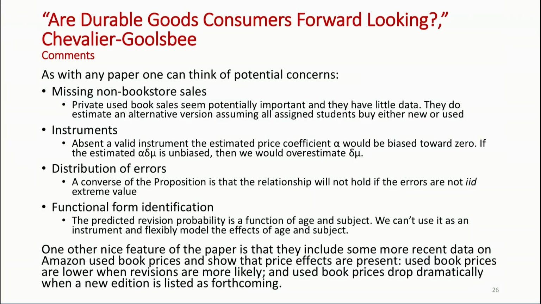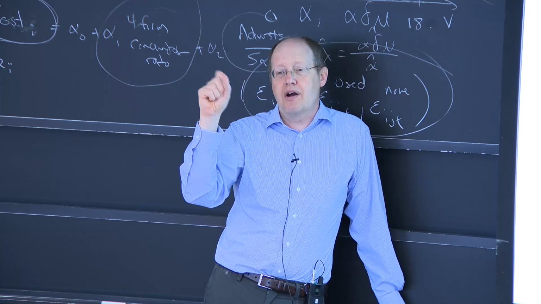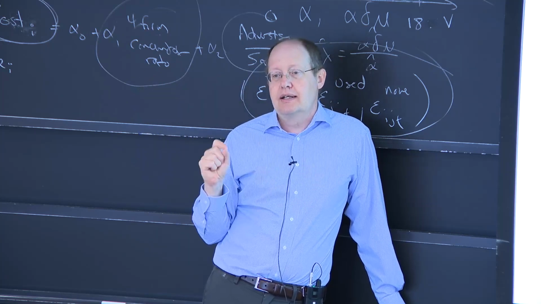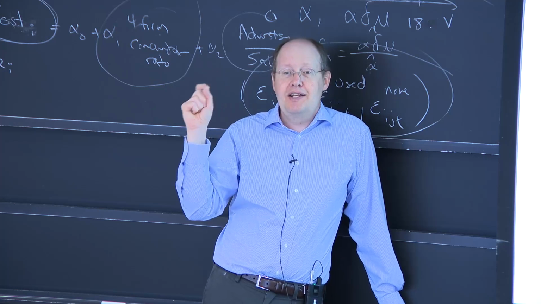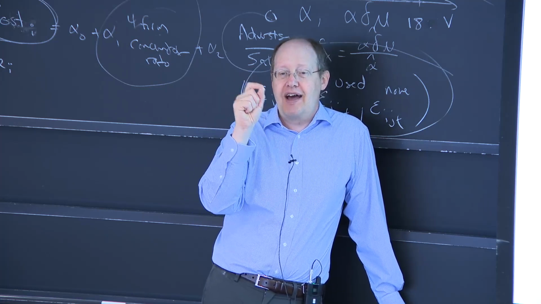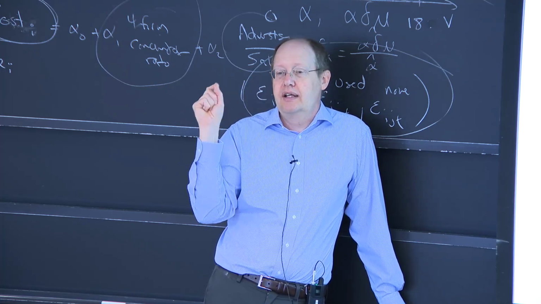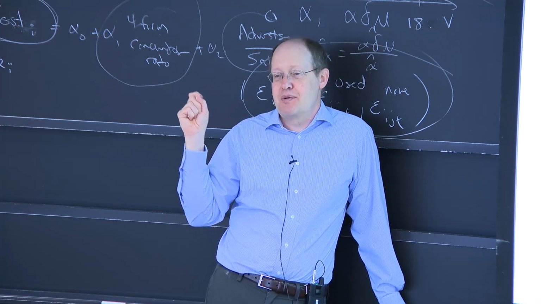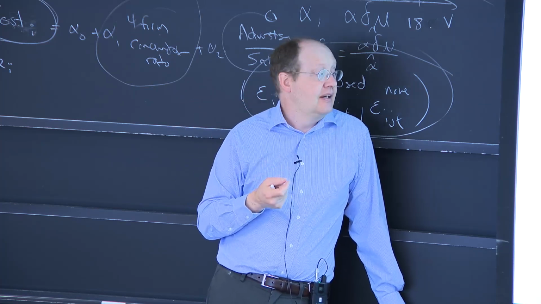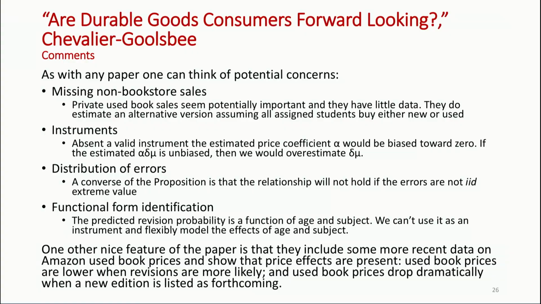Distribution of errors. Again, we have that theorem. If the epsilons are IID extreme value type 1 errors, then log of s over log of s naught equals this. There's a converse to that theorem which says if the errors are not IID extreme value type 1, then log of s nu over s naught is not equal to x times beta minus alpha times p. So obviously, we're relying on this functional form identification in that sense.